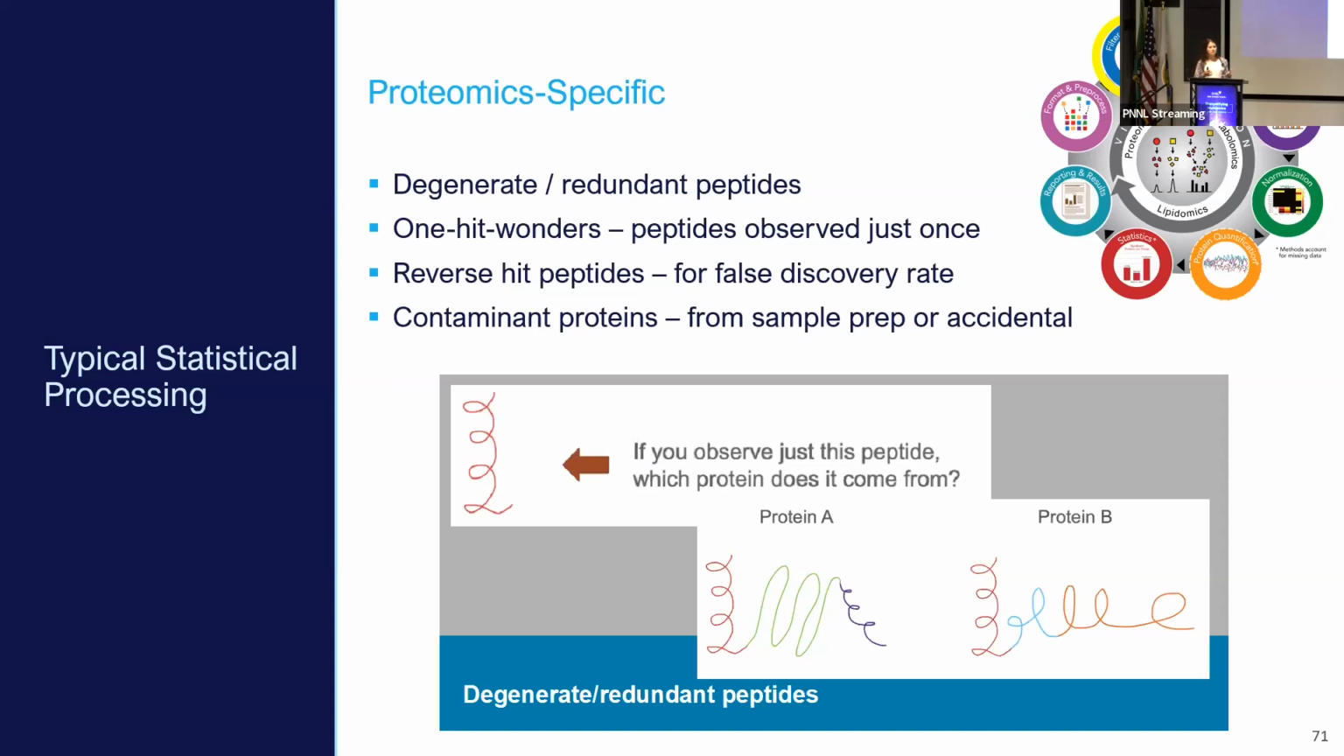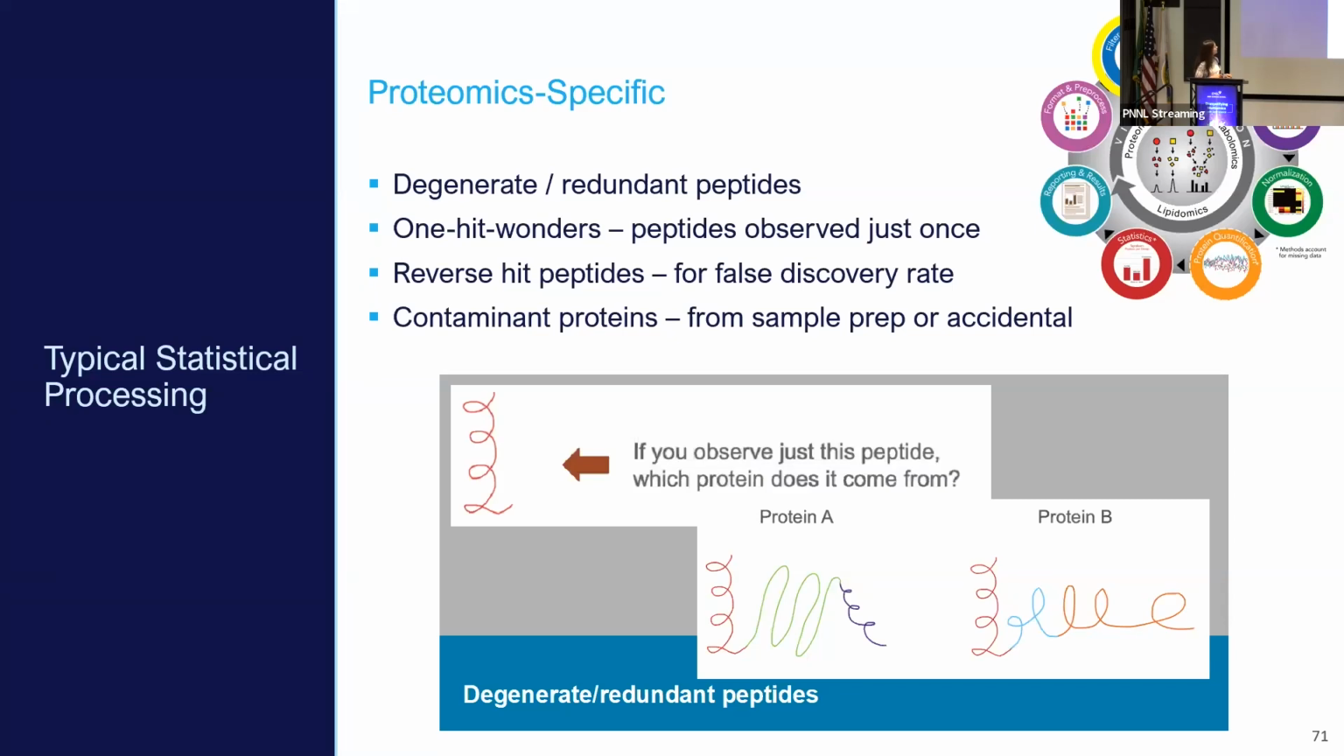For those proteomics specific filters, one thing that we do sometimes is remove any peptides that are degenerate or redundant. So these are peptides that map to more than one protein. And as Paul talked about, it's not always an easy task to figure out which protein to attribute a peptide to. So sometimes people prefer to simply remove those redundant peptides from their data. So that's what this figure here is depicting, right? We see this squiggly red peptide, but it is part of both protein A and protein B. So we don't know where it's coming from without perhaps a lot more work.